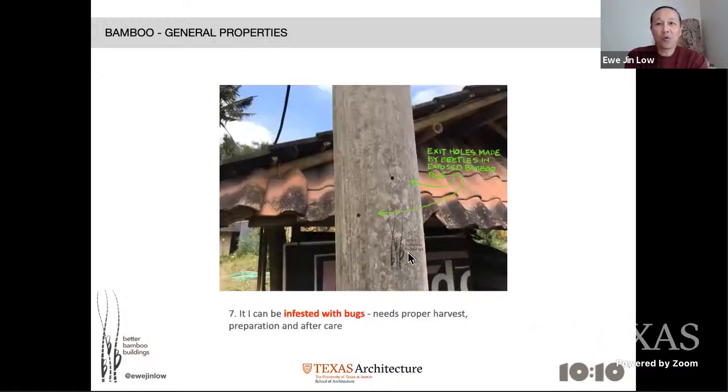Of course, bamboo being a natural material like timber, it gets eaten by bugs. And we need to make sure that some protection is offered, or the bamboo building or bamboo structures that they put up, within a few months to a couple of years, get infested by things like powder post beetles and various kinds of insects that go in and eat the sugars and the starches inside the pole itself.